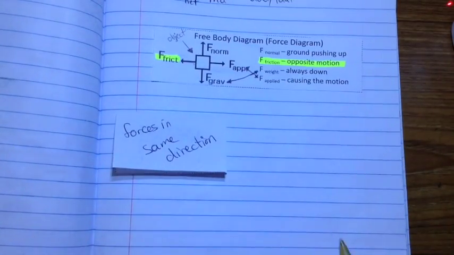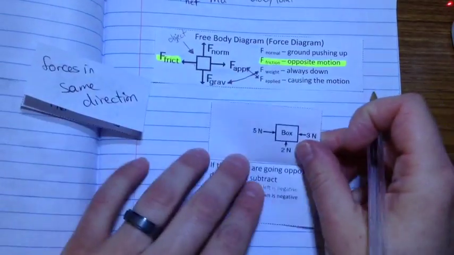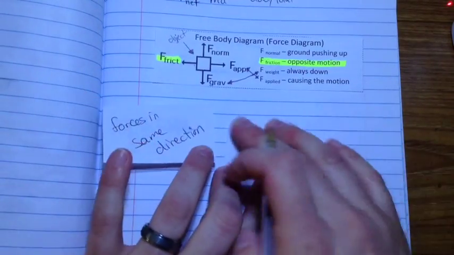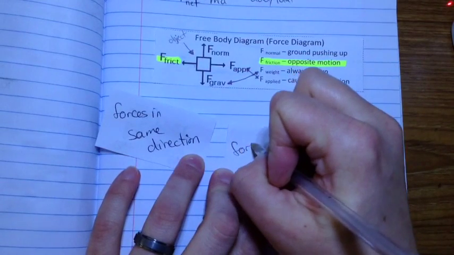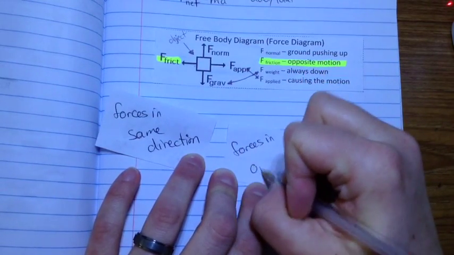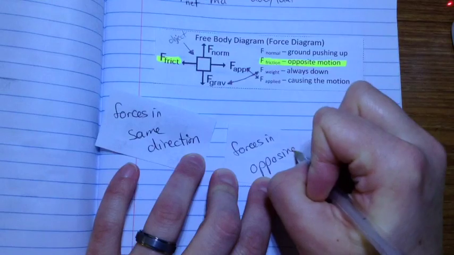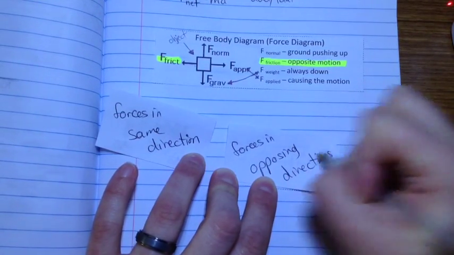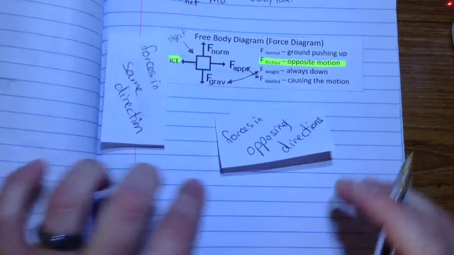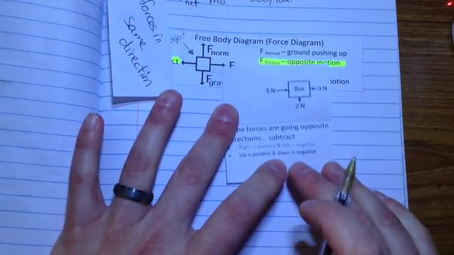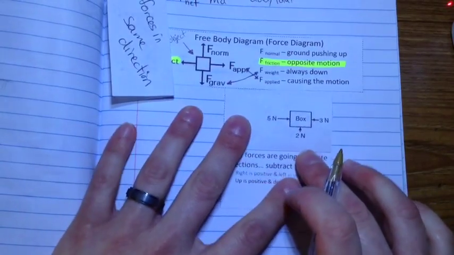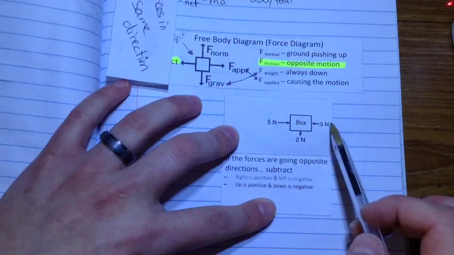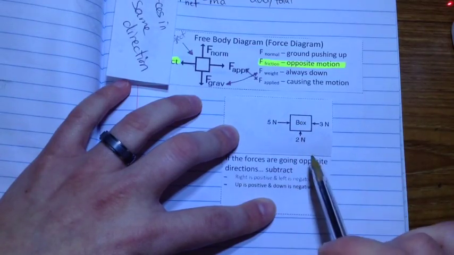Okay? Now the other one. This is what we're going to talk about when forces are in opposite directions. Okay? Forces in opposing directions. Going in opposite directions. What do we do then? Well, we subtract. Okay? So we've got a box here. We've got 3 forces pushing on it. 5 newtons to the right, 3 newtons to the left, and 2 newtons pushing up.